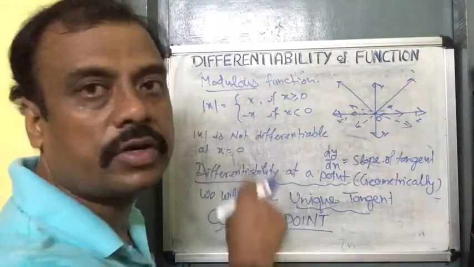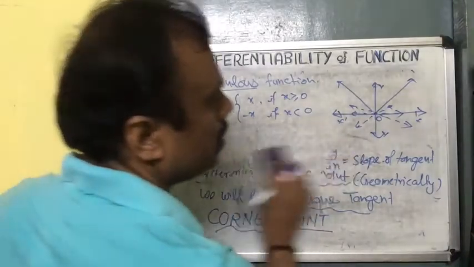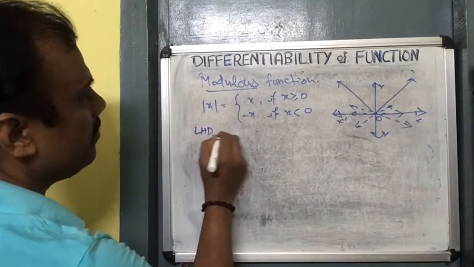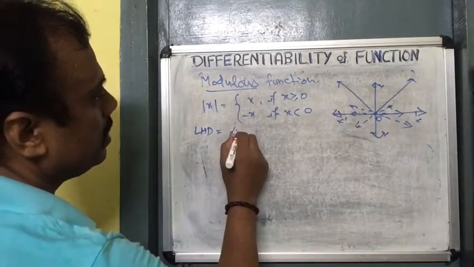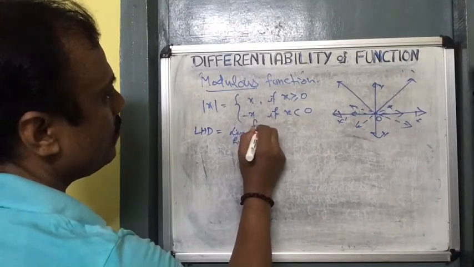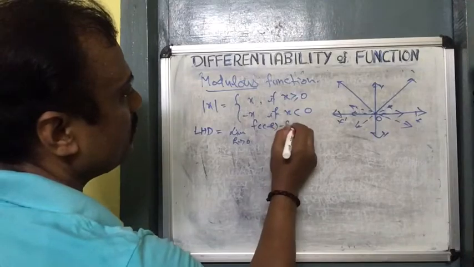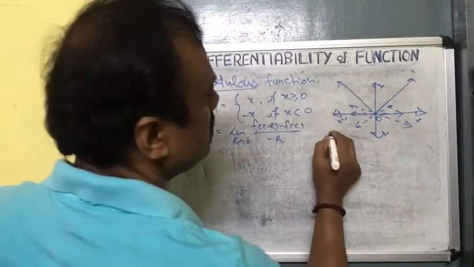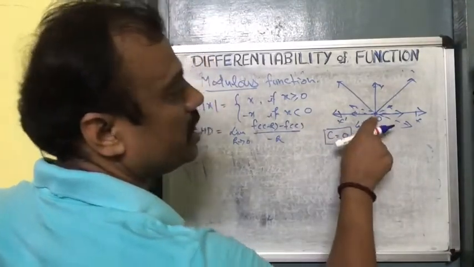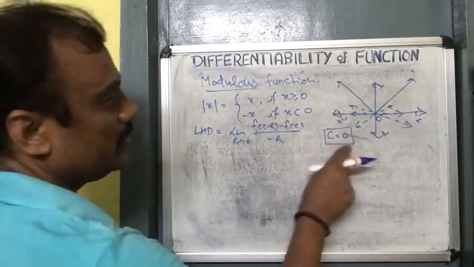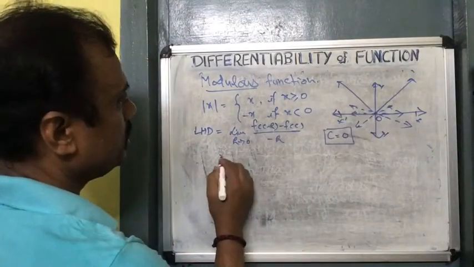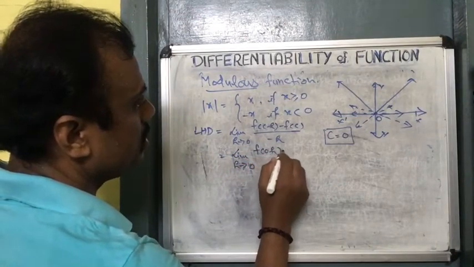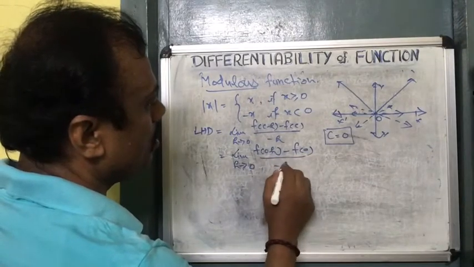I will prove it theoretically also. Let us prove theoretically. So for this I have to find out LHD, left hand derivative. What was that? Limit h tends to 0, f of c minus h minus f of c divided by minus h. Here c is 0. We are going to discuss the point origin. So let us put it here. Limit h tends to 0, f of 0 minus h minus f of 0 upon minus h.